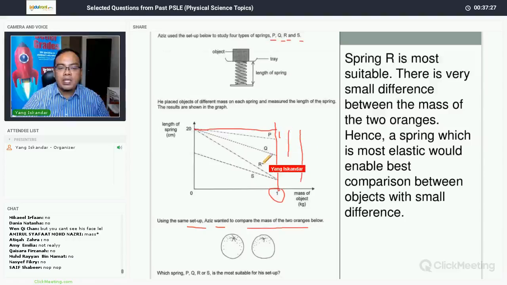So between P, Q, R, S, obviously R would be the most elastic. Why? Because the length of the spring decreases the most. Okay, so the answer is spring R is most suitable. Why? Because there is small difference between the mass of the 2 oranges. Hence, the spring which is the most elastic would enable the comparison between objects with small differences.